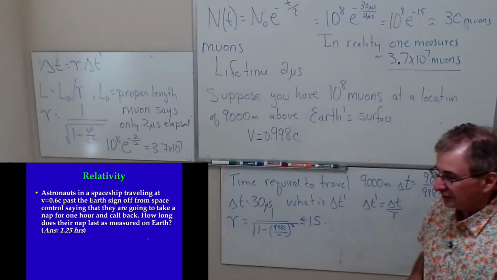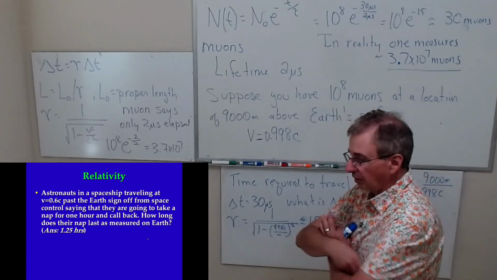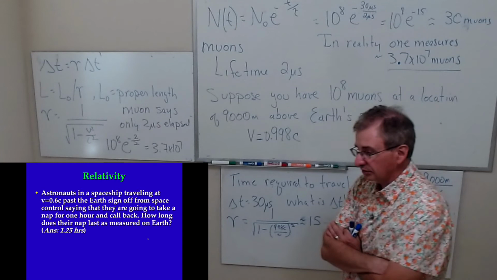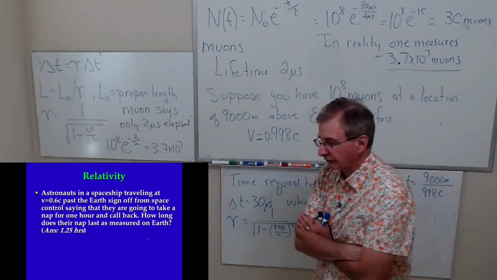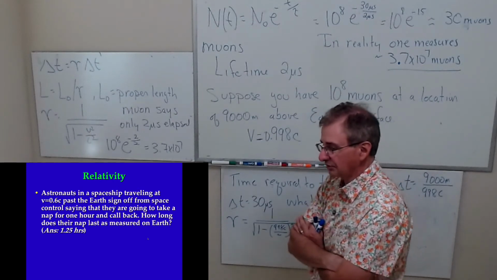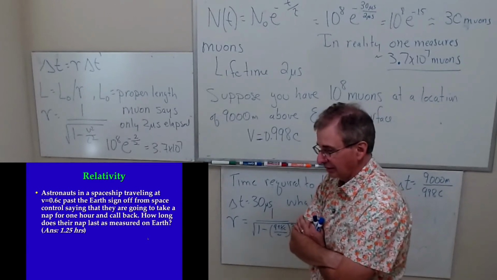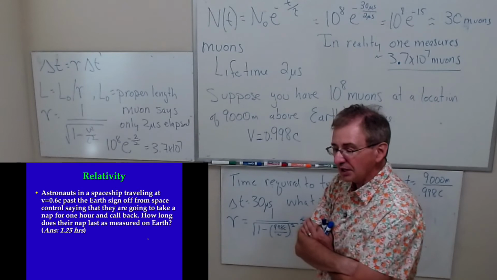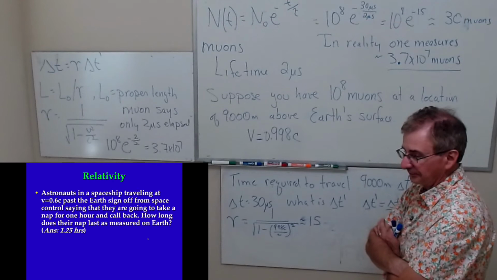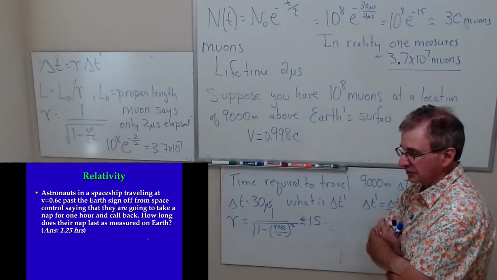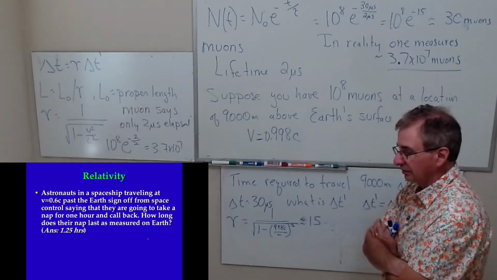Okay. So let's look at another example. Let's do actually a simple calculation. Suppose you have astronauts in a spaceship traveling at 60% of the speed of light past the Earth. And they sign off from space control saying that they are going back to take a nap for 1 hour, and they call back. How long does the nap last as measured on Earth? So we're on Earth. Spaceship goes by us at 0.6 C. And they say they're going to take a nap for 1 hour.